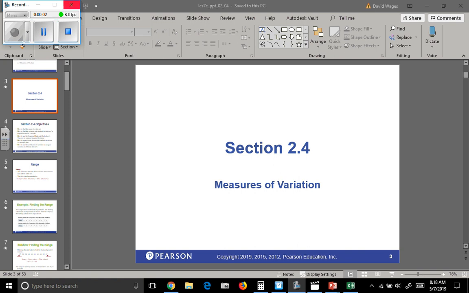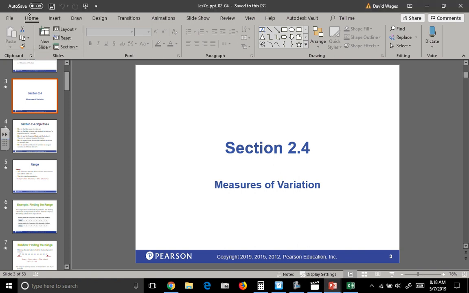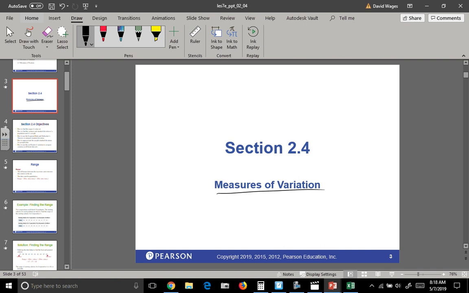In this section, we will look at measures of variation. The last section, we looked at measures of central tendency. What do we consider the center of data? But now we're going to look at variation, which is how much difference is there? Are all of the values in the set exactly the same? Are they really close to each other? Or do we have values from one end of the spectrum to the other?